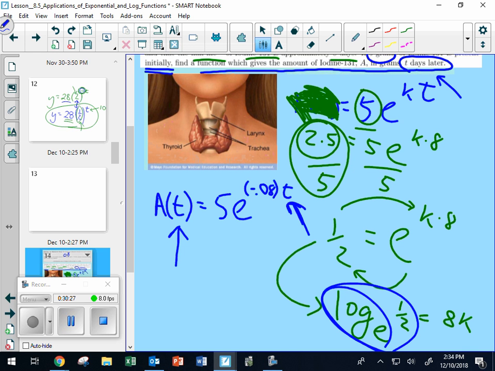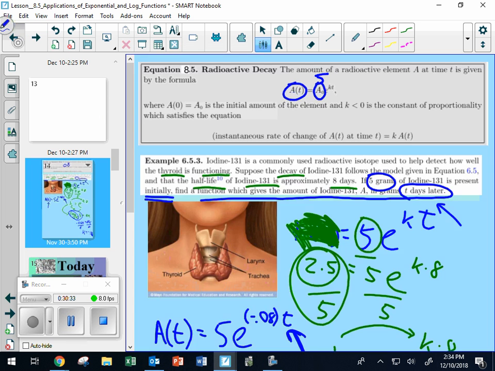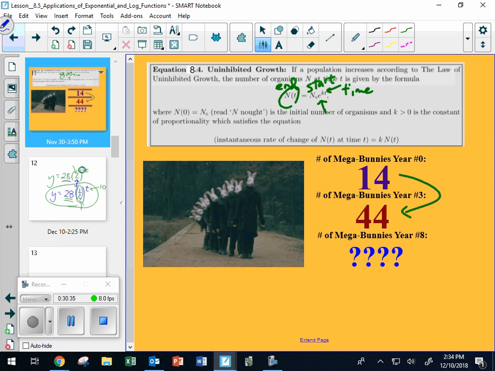All right. Now I'm going to do one that is similar to that, but different. I'm going to go back a notch. There was another one up here. The bunnies question. Do I know the starting amount? Oh, yeah. It tells me 14. So I'll put a 14 here. Do I know the ending amount? I do. It's 44. I put that there.